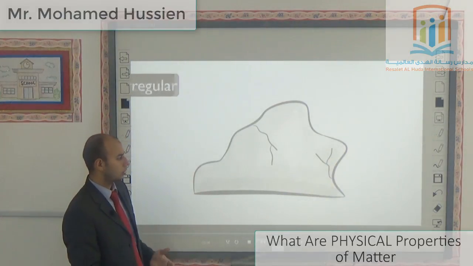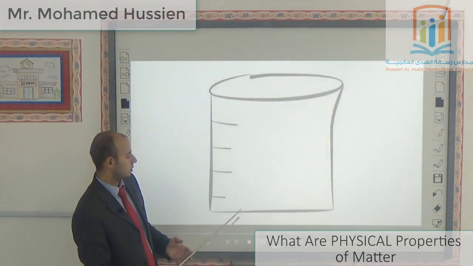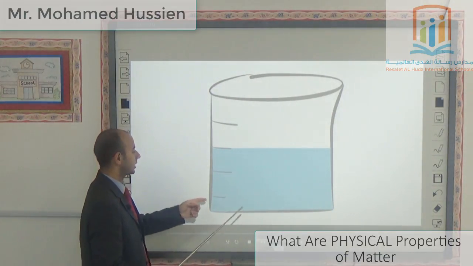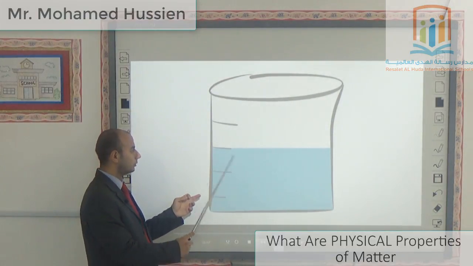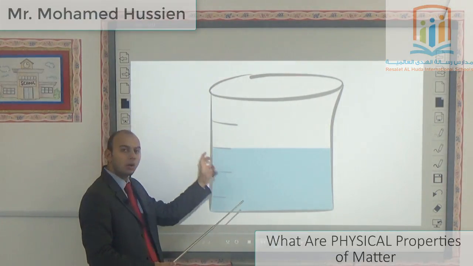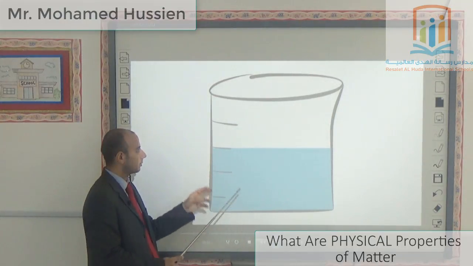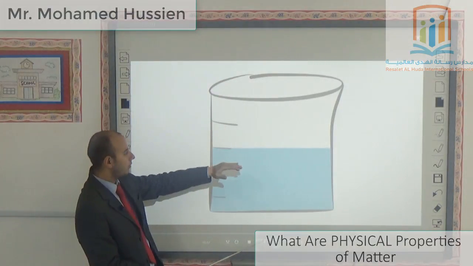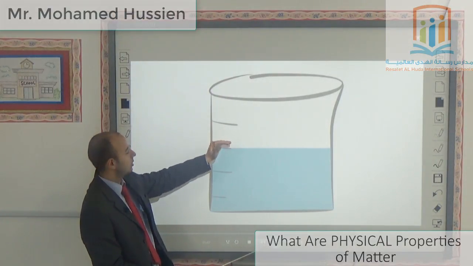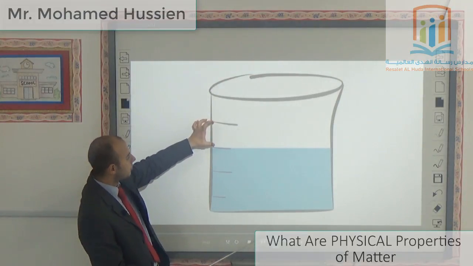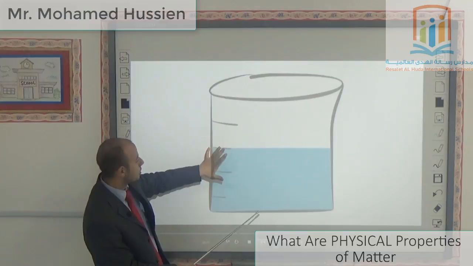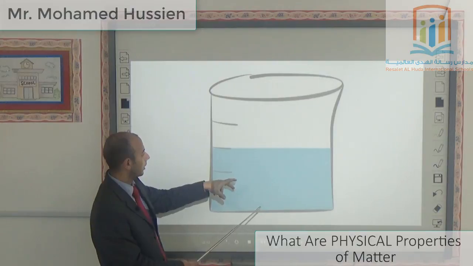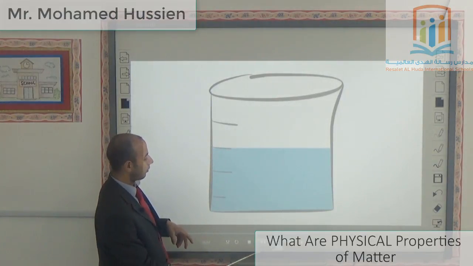It's not regular, so what can we do now? This is a beaker. As you know, it's graduated. In this graduated beaker, you can put an amount of water to measure its volume, for example, 75. When you put anything in, of course, the level of the water will rise. This rise is the difference between the original amount of the water and the volume of both of them, the water and the object put in.